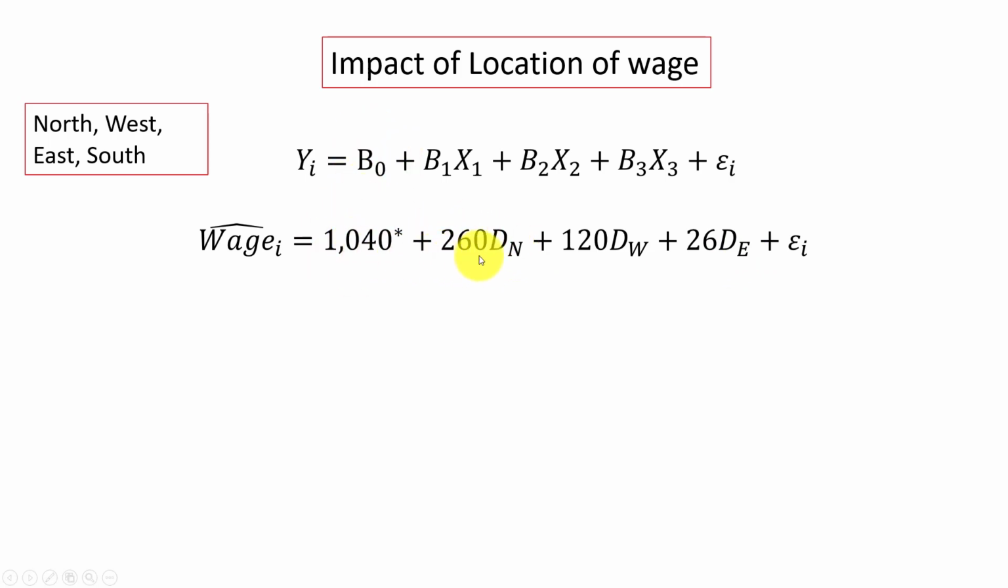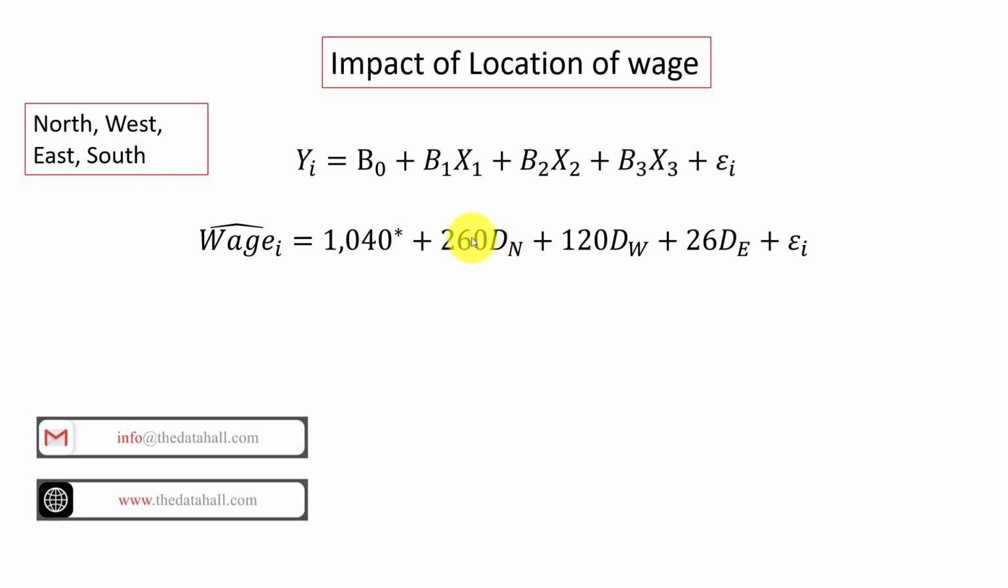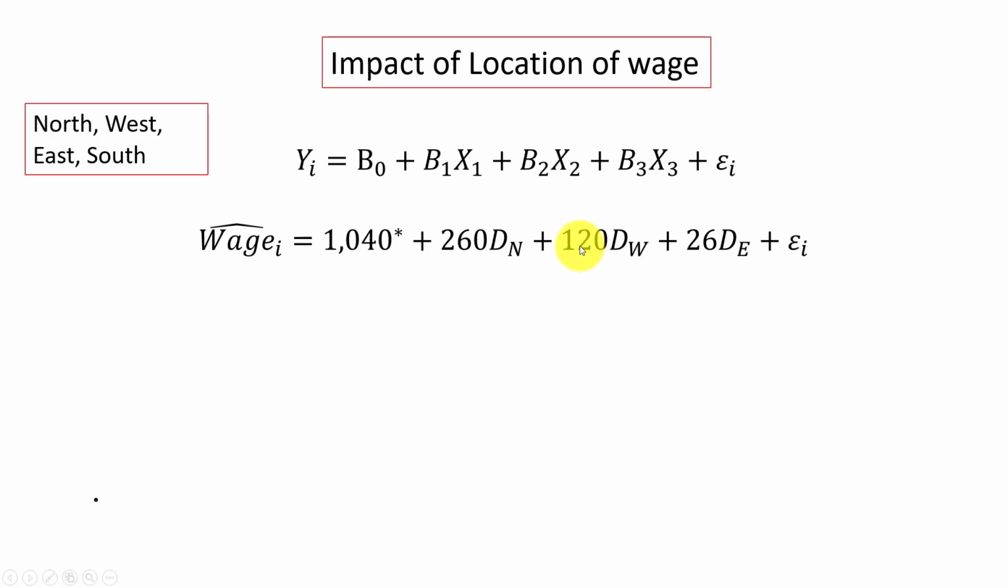So how do we interpret this 260 DN? That means that a person working in north would earn $260 higher as compared to south. Now why as compared to south? Why not as compared to west? Because south is the omitted category. So we would compare these values with the omitted category. So $260 higher as compared to south. A person working in west would earn $120 higher as compared to a person working in south.